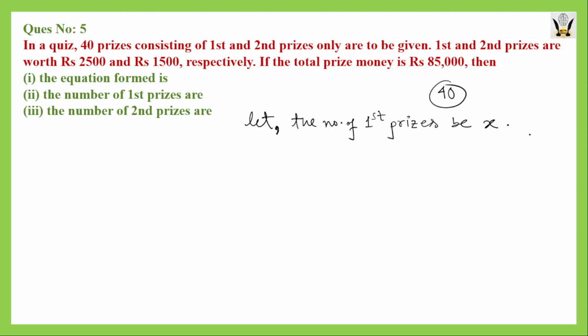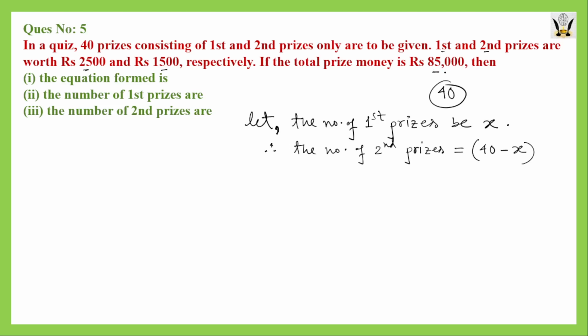Now here we will first assume that the number of first prizes is x, and since the total number of prizes is 40, the total number of second prizes will be what? It will be 40 minus x. And now based on these two numbers and the other information given, we will be forming the equation. Now for each first prize, the cost is rupees 2500, and for each second prize, the cost is rupees 1500.